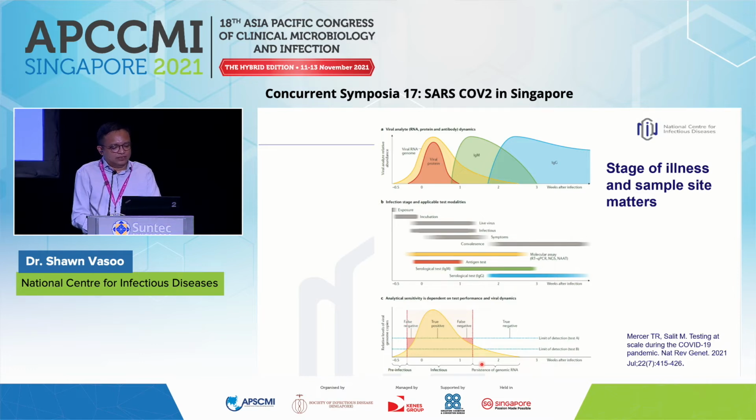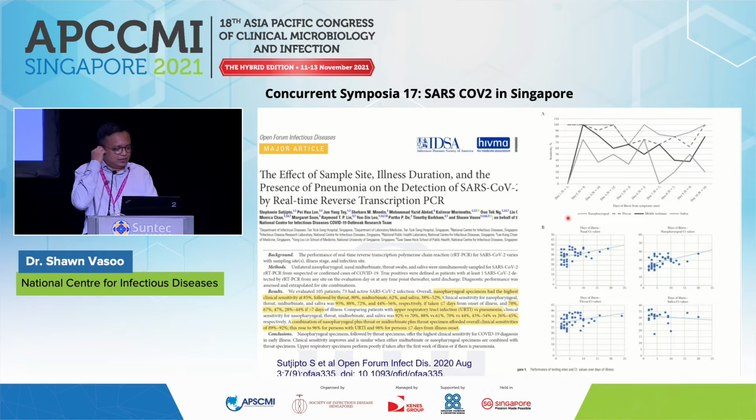Now, the stage of illness and sample site also matters. So here you see a diagram where the viral RNA peaks and then comes down. Certainly after the first week of illness, it drops, and then the serologic response occurs. And we did a study in NCID a bit early on in the outbreak where we looked at slightly over 100 patients, and we found that the nasopharyngeal specimen as an anatomic site had the highest clinical sensitivity at 85%, followed by throat at 80%, the mid-turbinate swab here in our study 62%.